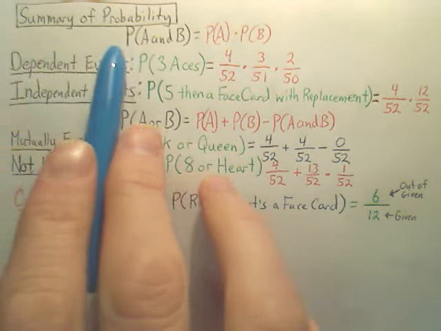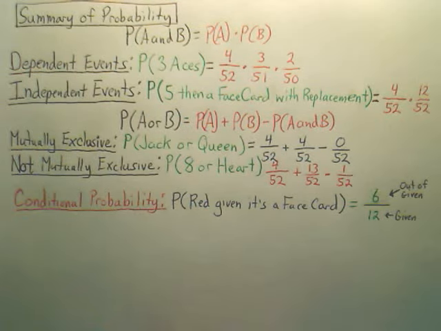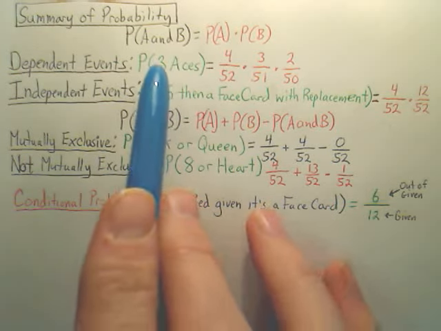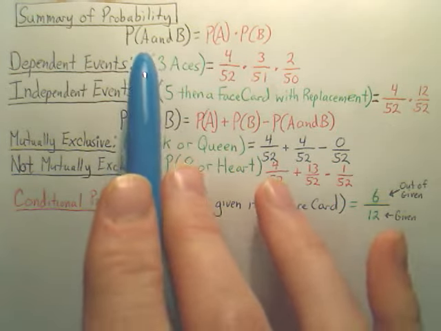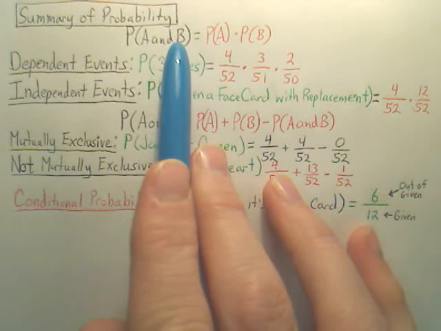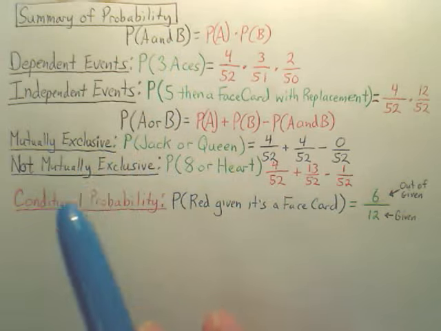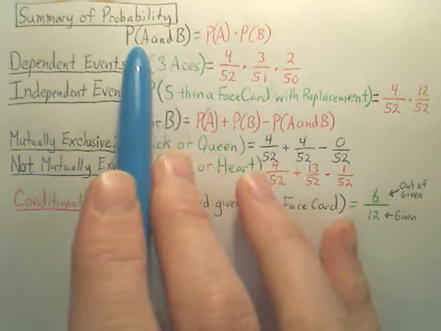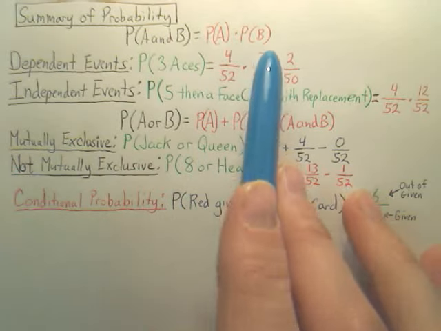All right, let's summarize probability. People struggle with probability, so I want to make a one-page quick synopsis of it all, at least for what we do in my class, Algebra 2. Now, for the probability of A and B, if you hear the word "and" in a word problem, what you're doing is multiplying the two individual probabilities, the two individual events.